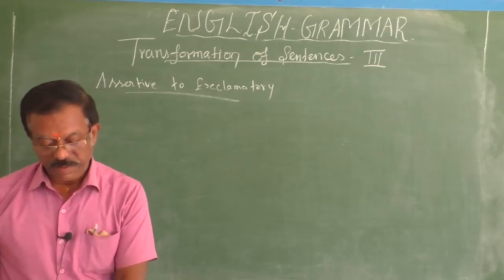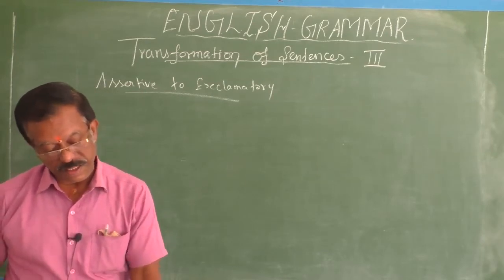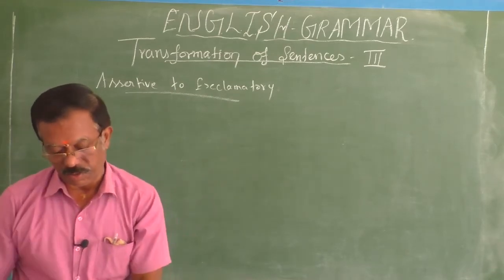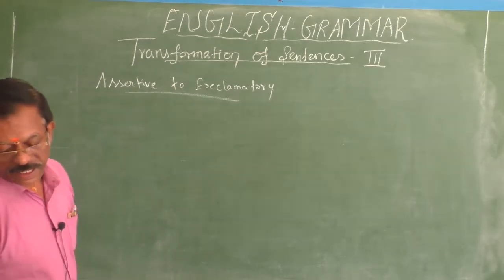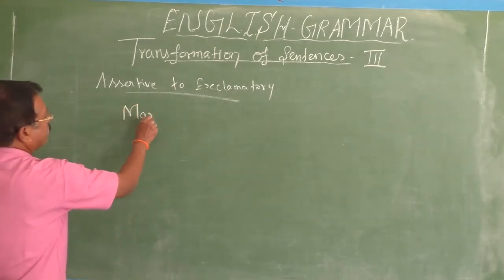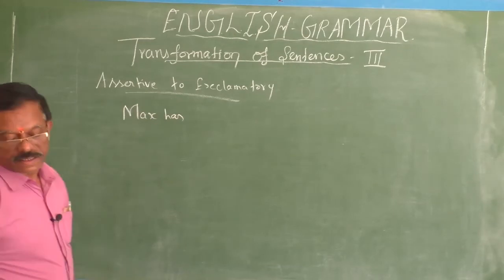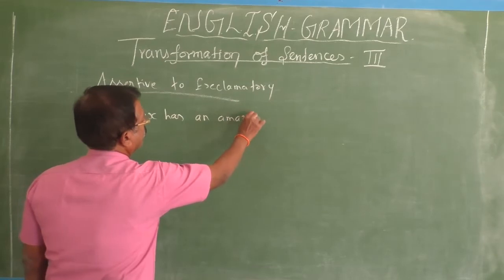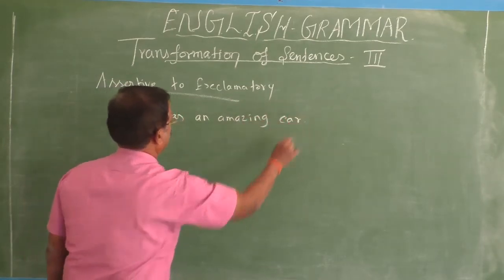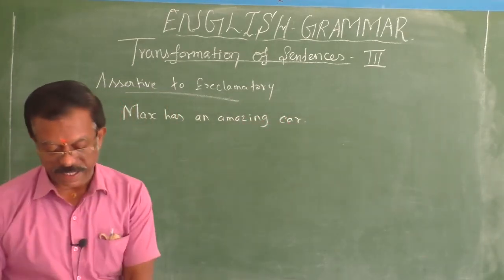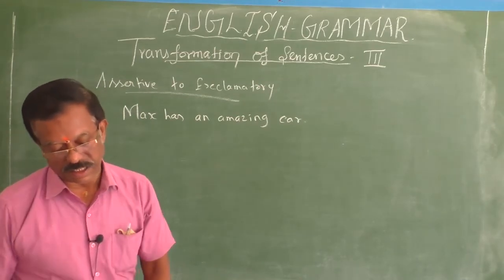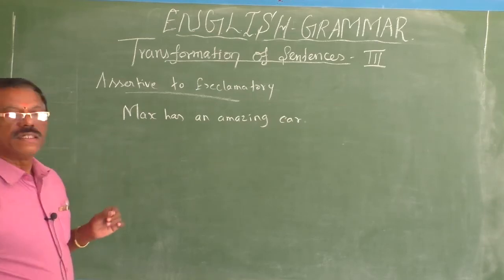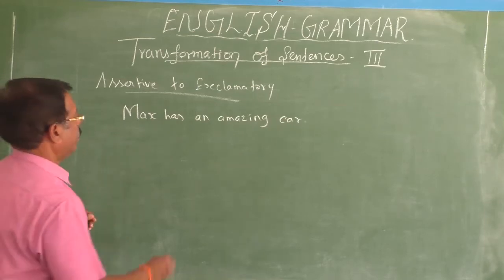Yeah. Max has, okay, see, structure 2. And what an amazing car. One more example I would like to give. Max has an amazing car. This is the given sentence. Max has an amazing car. When you try to change this sentence into an exclamatory sentence, what?